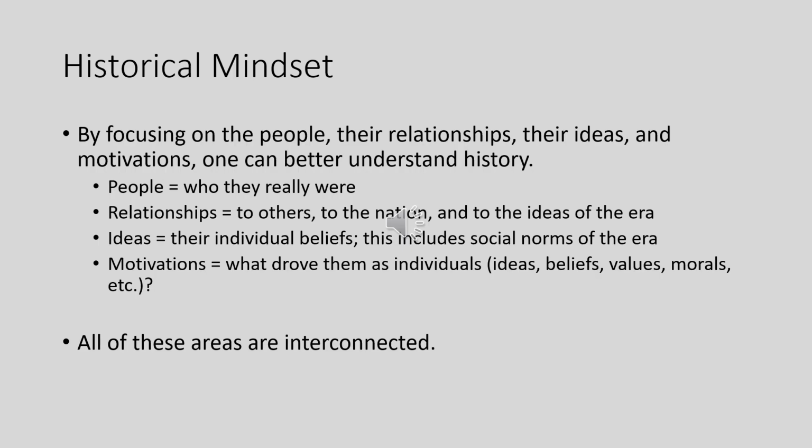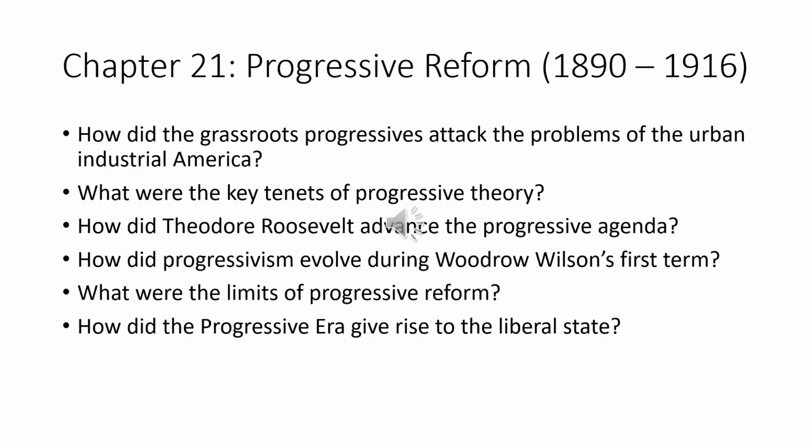So as we start this course, as we do any of the other lessons, we're going to be discussing the people, who they really were, their relationships to what occurred during the era and to other people, their ideas, what their belief systems were, what values they had, and then what their motives were. So the things that drove their behaviors and their actions. And as we move forward, let's try to keep the idea that all of these ideas are interconnected. So by the end of chapter 21, you should be able to answer these questions.